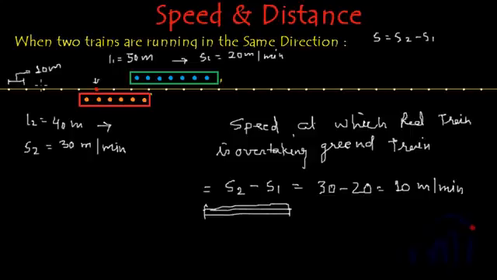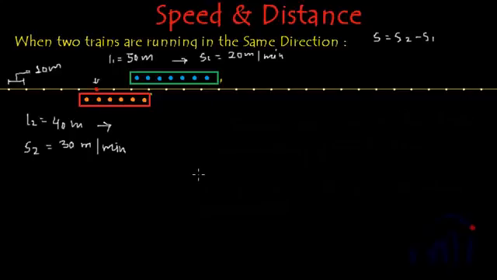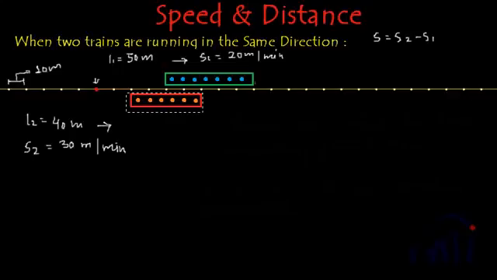So I'll erase all this. So this was the situation after 1 minute. That means in every minute, the red train is actually covering 10 meters of the green train. And after 1 more minute, this green train will cover 20 more meters and it will reach here. And this red train will cover 30 more meters and it will reach somewhere here. And now if you see properly, this red train has actually crossed 20 meters of this green train, right?